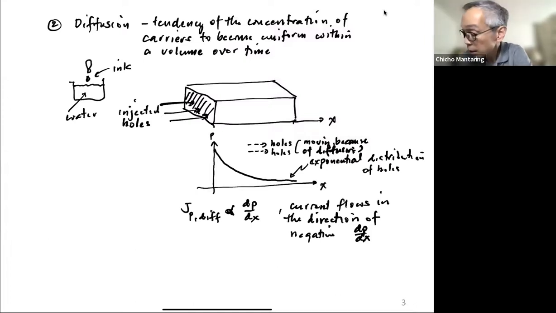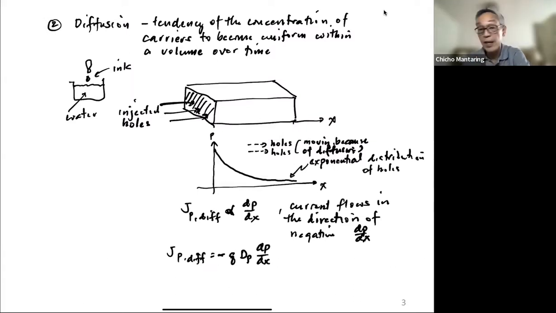That's why JP diffusion, the formula for that is actually going to be negative, no, because current flows in the direction of negative dp/dx. Negative, you have q dp/dx.